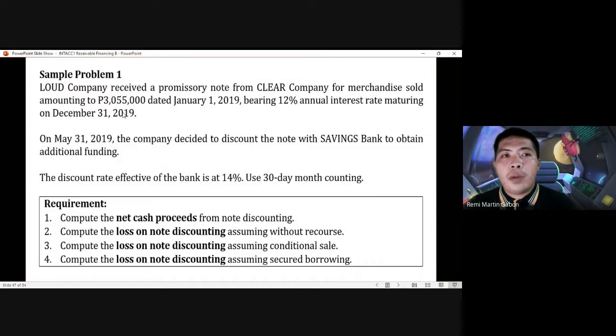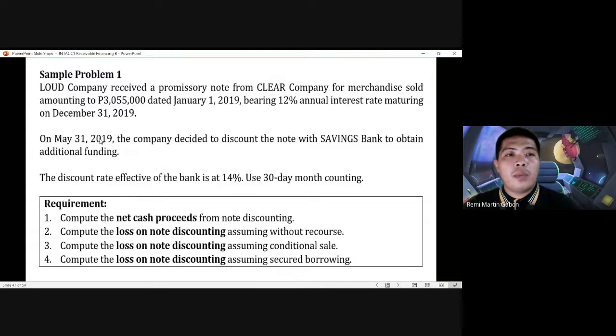So therefore, the promissory note is a short-term promissory note and only has 1 year maturity period. Okay? Then the note is considered as interest bearing. When we say interest bearing, the clue is bearing 12% annual interest rate.